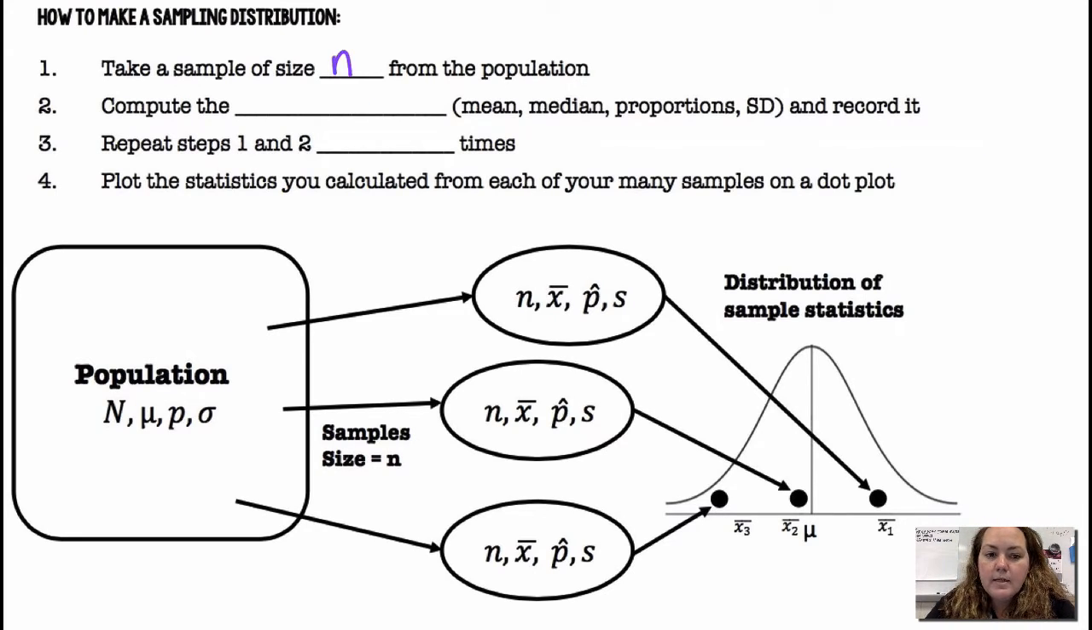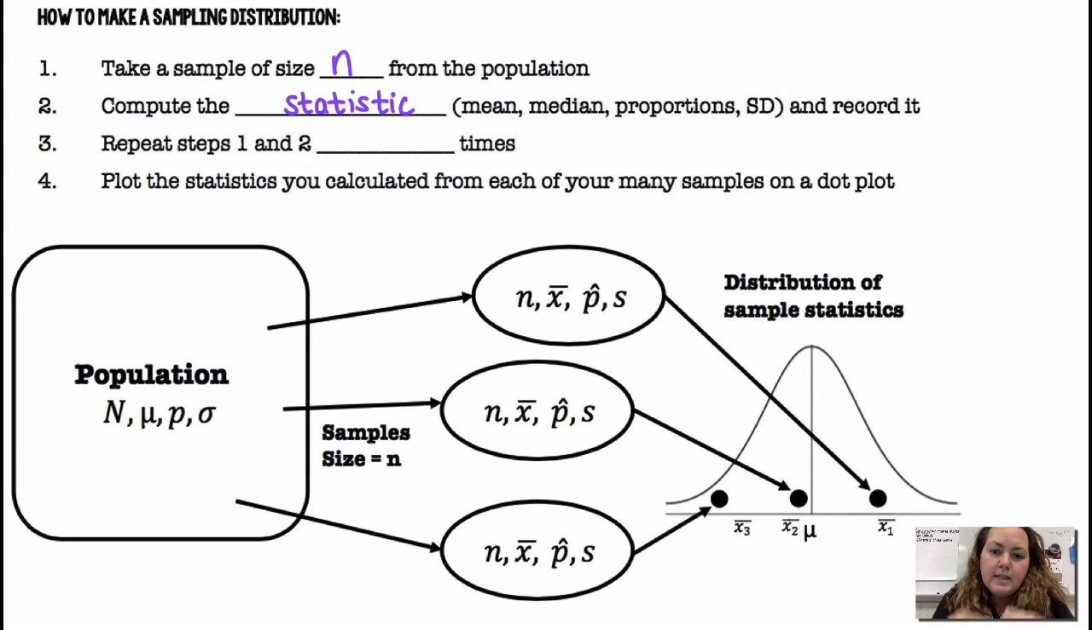So how to make a sampling distribution. Take a sample size of n. If n is 5, that means our sample size is 5. We're taking 5 people at a time from the population. If our sample size is 100, we're taking 100 people at a time from the population, and that's what our group size is. Compute the statistic. Your statistic could be a mean, a median, a proportion, a standard deviation, something that you calculate and record.